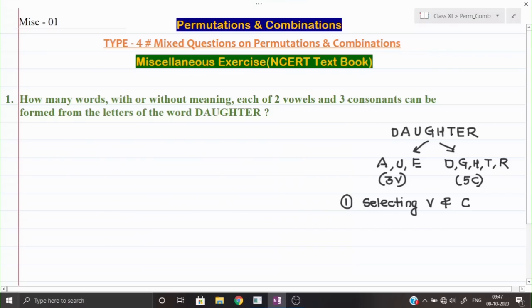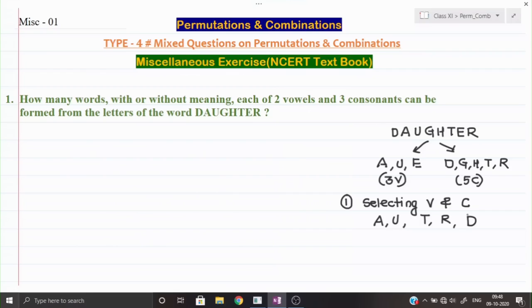For example, if I take A and U, or next time if I take U and A, that will be considered the same. So sequence does not matter while you are selecting the letters. Suppose I have taken A, then U, and 3 consonants, T, R and then D. Sequence does not matter because we are not forming any word up till now. We are just keeping the letters ready. These are my 2 vowels and these are my 3 consonants.